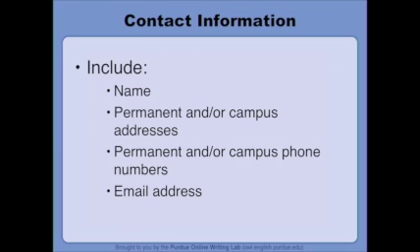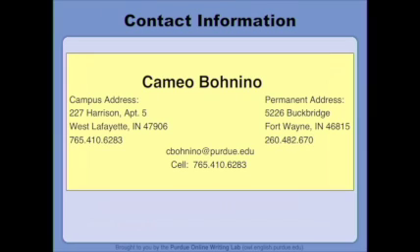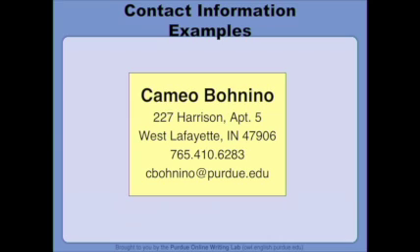This is the information you should include in your contact information. This is an example here. This particular person has a campus address and then a permanent address. Maybe you're still in school applying for the job, but make sure a permanent address is there, email, and the best number where you can be reached.